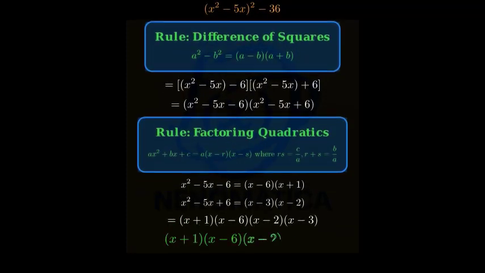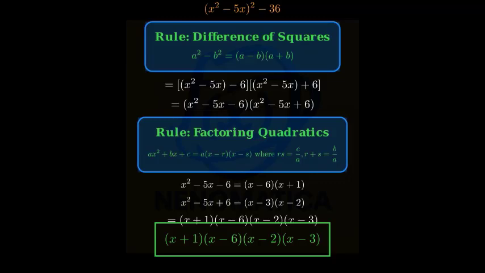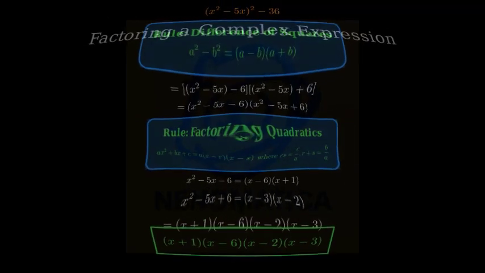And there we have it. We've completely factorized our original expression into 4 linear factors: x + 1, x − 6, x − 2, and x − 3. Let's start with the expression we need to factor.